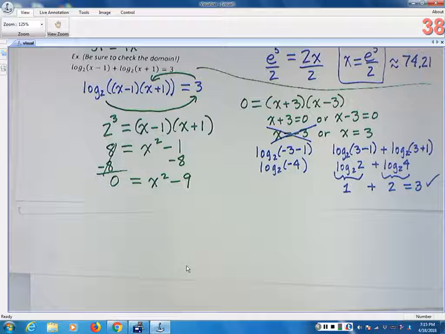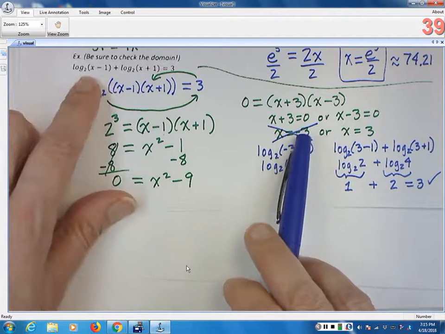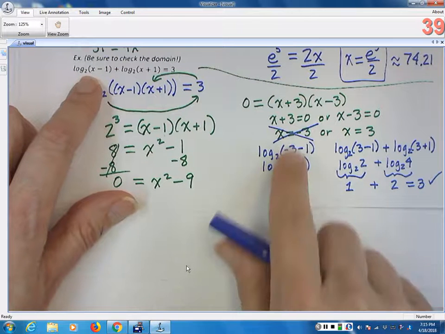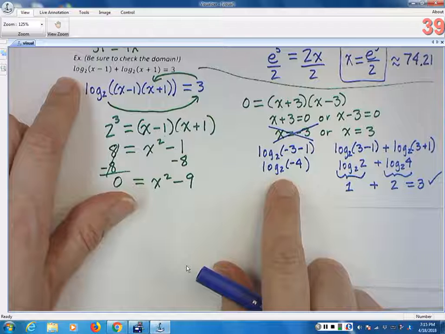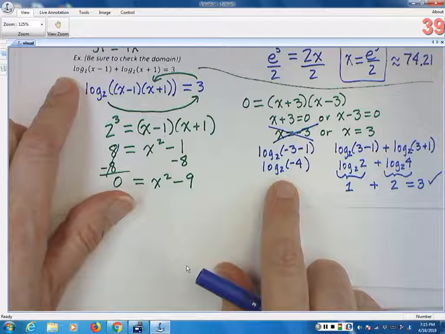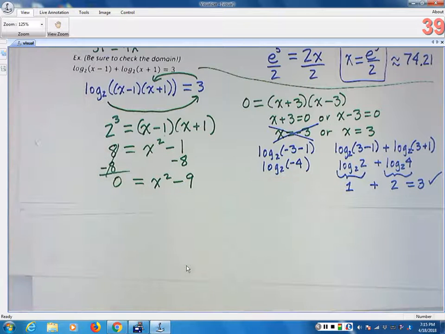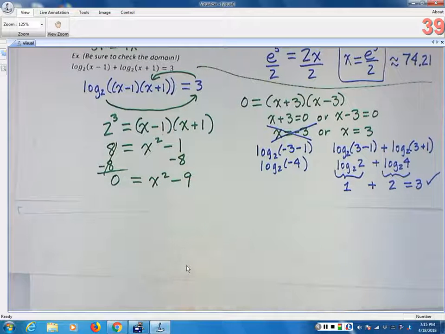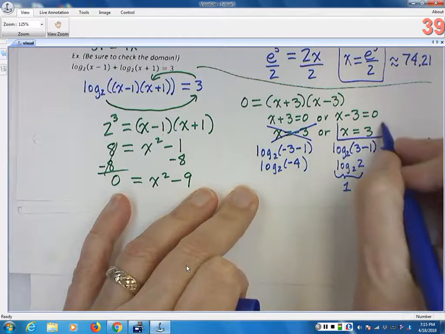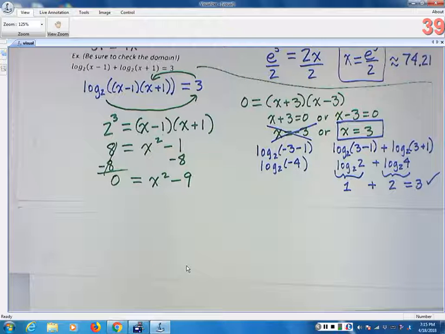So why did you cross out the negative 3? What was the reason? Okay. Because I put the negative 3 into the original expression, and I got the log of a negative number. Yeah, you can't have that. So that's why I crossed it out. Okay, good question. All right. So the answer is just x equals 3. This is your answer, one answer.